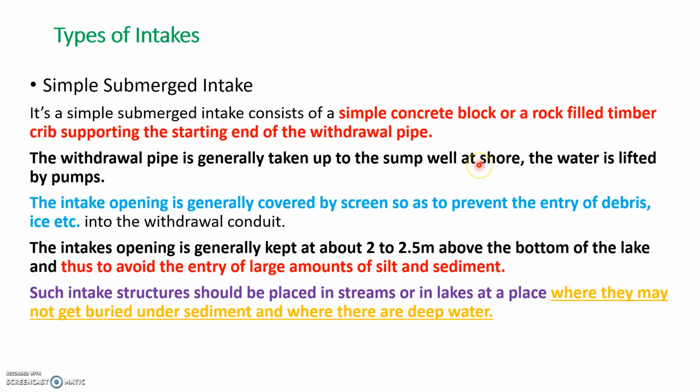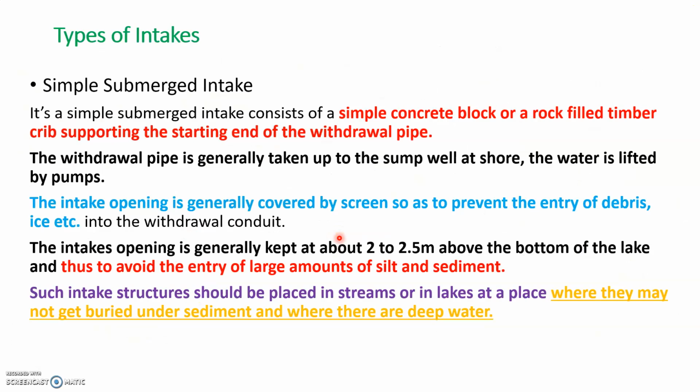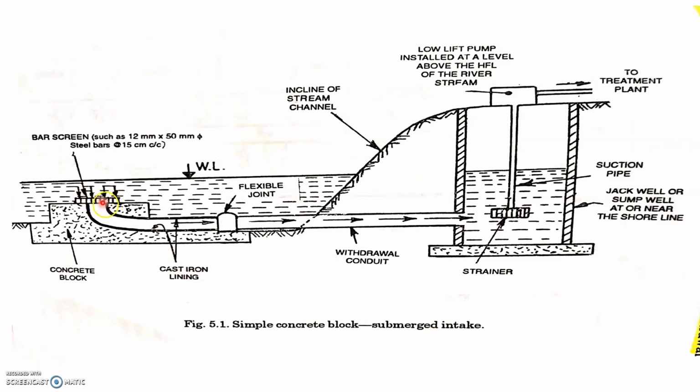It is a simple concrete block or rock-filled timber, supported by a grub, to the conduit, to that drawing pipe itself. The sump tank is generally constructed on the shore of the river, and you have an intake over here. The conduit is supported by a grub. It may be of concrete, maybe of cast iron, and it is covered by a screen, so that debris should not enter the intake structure itself. So this is in a river or a lake. This is an intake and this is the sump well.